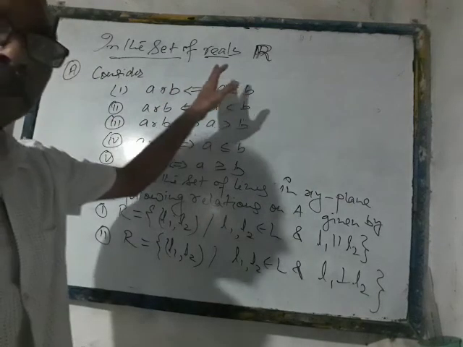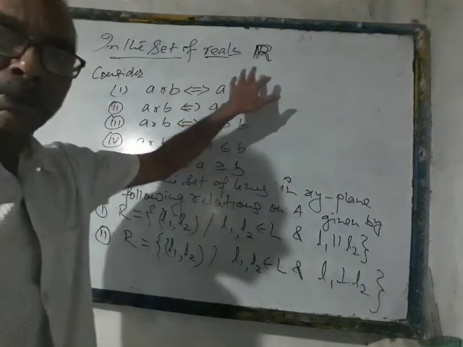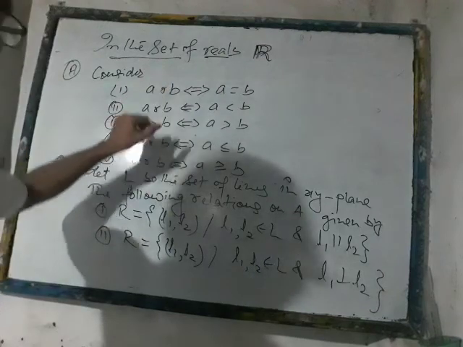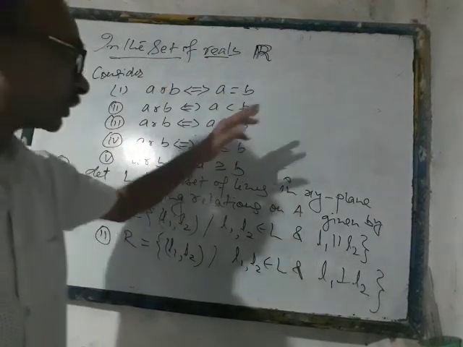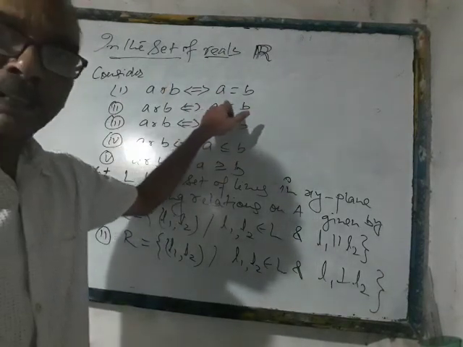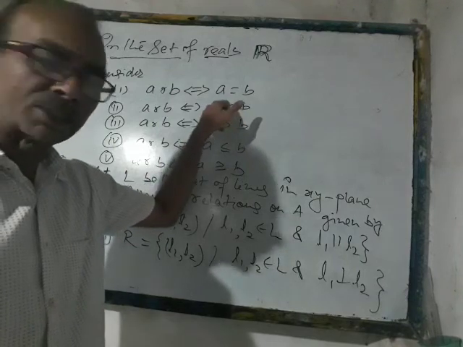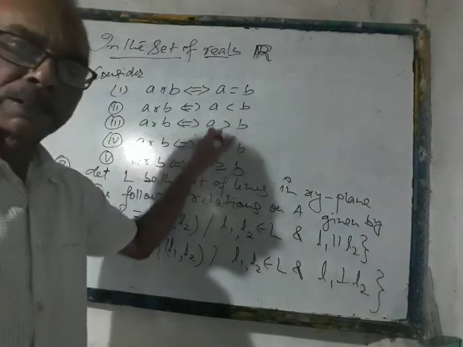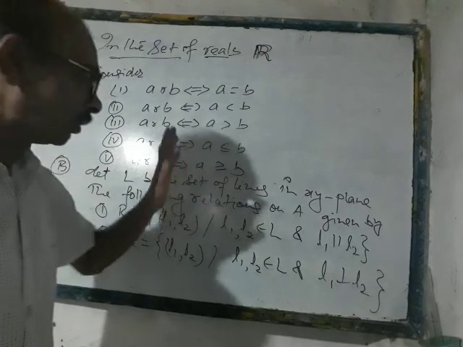The first example I am giving, we have considered the set of reals R, and some relations have been defined over the set of reals. The first one is the relation of equality, as we had discussed in the previous lectures also. The relation of less than, greater than, less than or equal to, greater than or equal to.